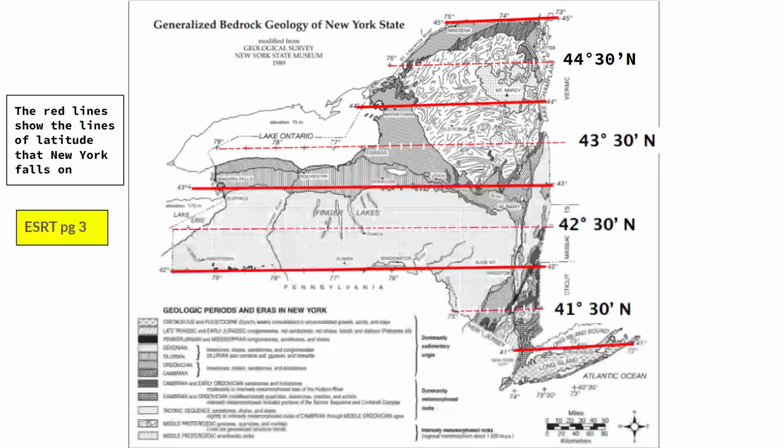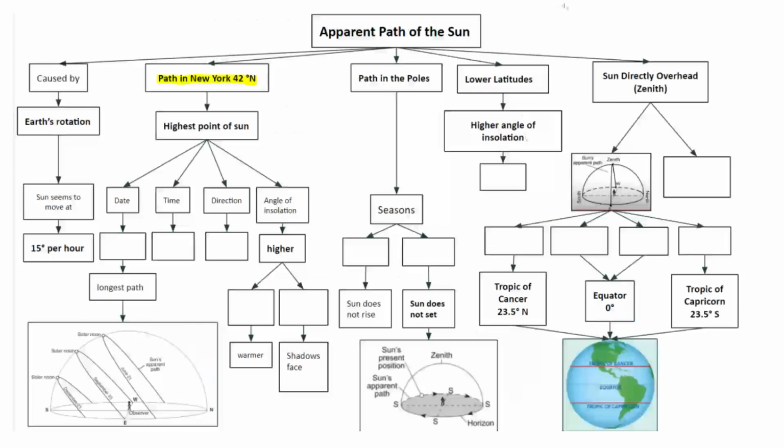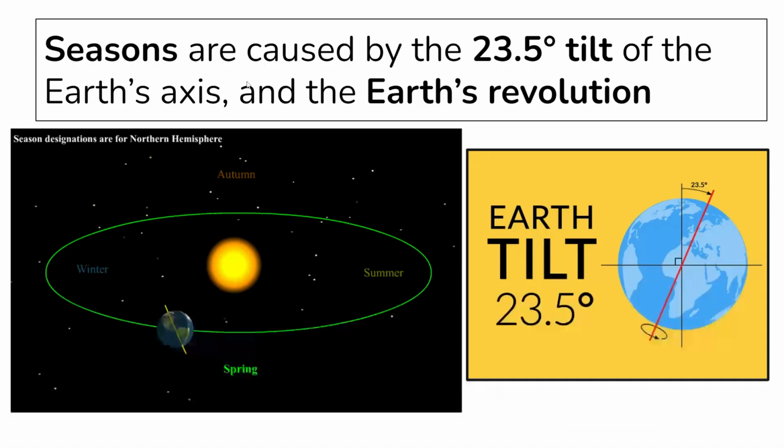Now, if you ever need to figure out the latitude of New York, where New York actually is on the map, you can always go to your reference table, page 3, and it will show you the latitudes that encompass New York. New York is around 42 to 43 degrees latitude, or between 41 to 44 degrees latitude. And that's important for knowing how the apparent path of the sun works from our location, from our observations here. So make sure you have this down. You might already have this in your note packet. We are looking at the path in New York, which is around 42 degrees north.